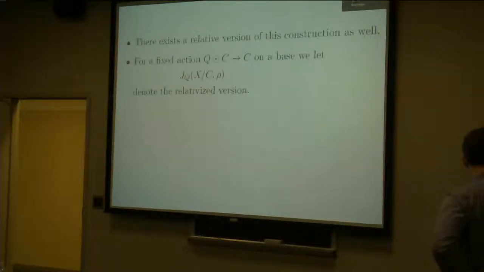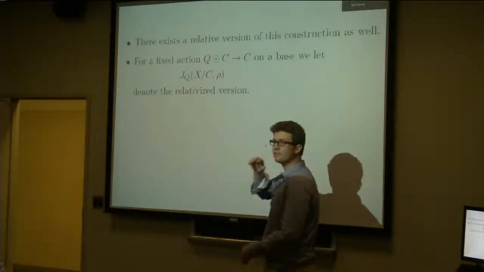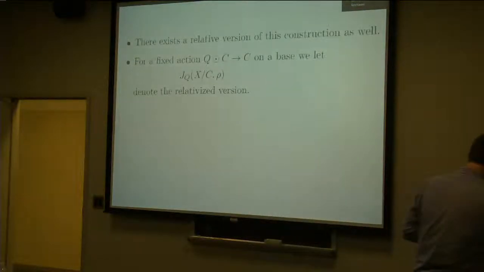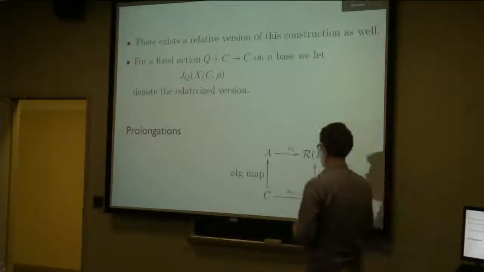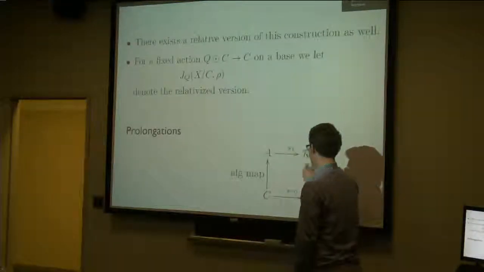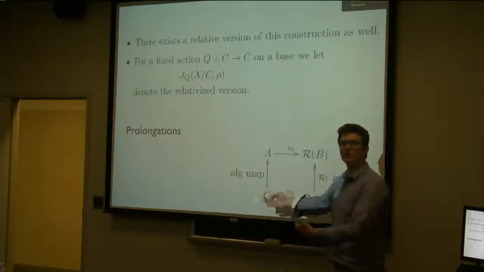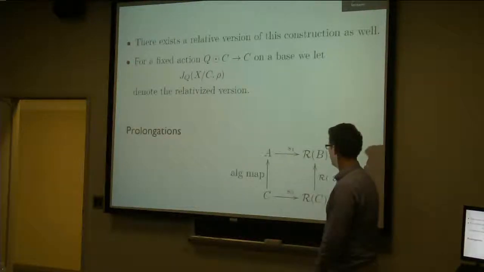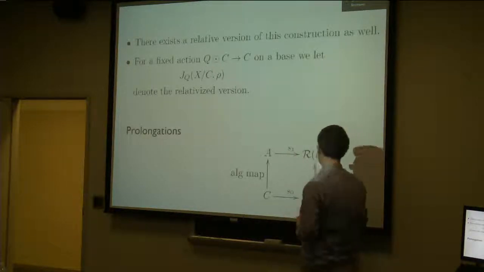All right. So, okay, I did this. There's also a relative version of this construction that you can make. So if you're given an action, you can talk about prolongations of an action. And so prolongations, what do you expect? You have sections that are compatible in a natural way. Okay, so you fix some action on the base. You start with some action, and then you'll say that this action from A to B is a prolongation if you have a map like this.